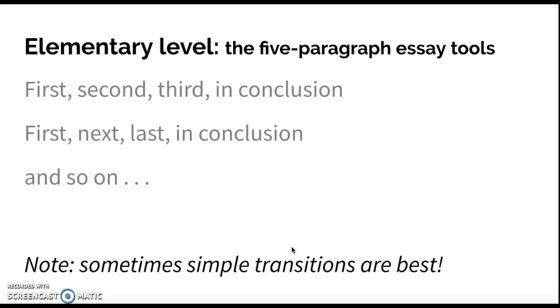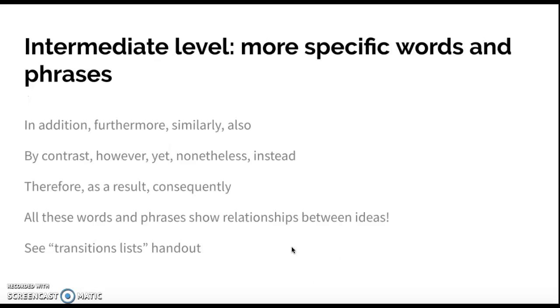So you're all familiar with the basic elementary transitions you learned when you learned how to do a 5-paragraph essay. First, second, third, in conclusion, or first, next, last, in conclusion, those kinds of things. And they can sometimes be helpful, but often they aren't as specific as we'd like them to be in college writing. In other words, you can be more nuanced with your transitions and show more sophisticated ideas at work there. So use these transitions if they really do the trick, but don't forget to be more specific.